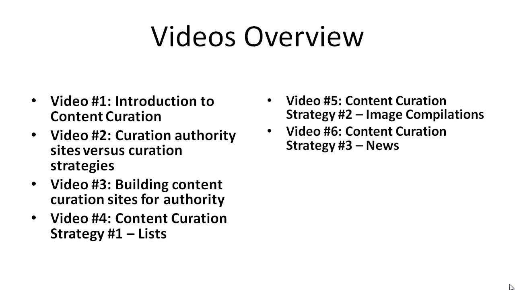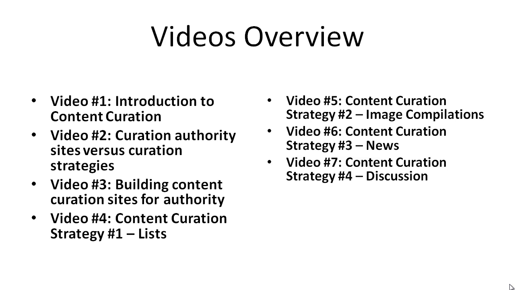Content curation strategy number 3 is going to cover news. News is a great way to piggyback on trending news and share with people your reaction, your disgust, your agreement, or your controversy. Because controversy can get people talking. It doesn't always have to be negative controversy; it could be good controversy. Then we talk about discussion. How can you find existing discussion groups or ongoing discussions and just jump right in, respond to the content, and curate content through that and drive people to your site?